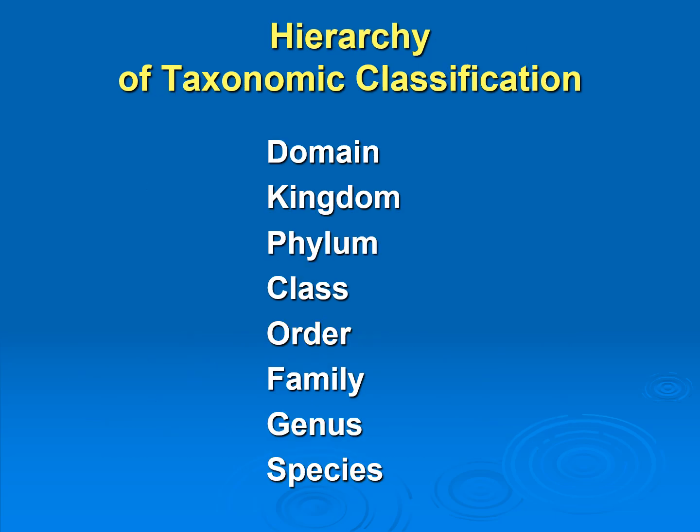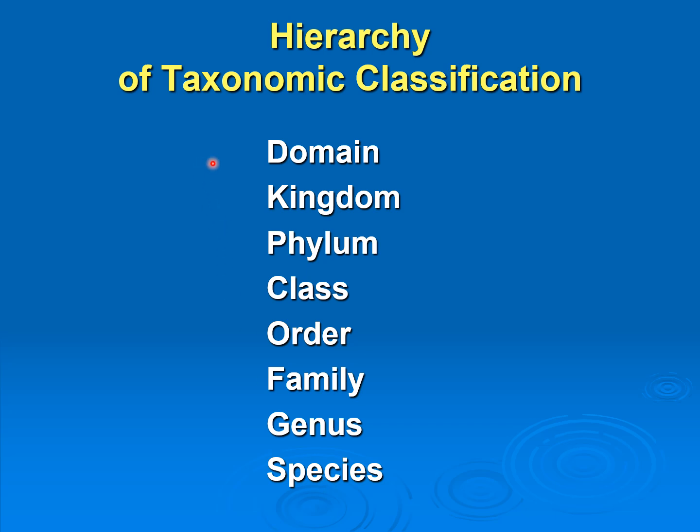So here's the hierarchy of taxonomic classification. If we start up here at the top, domain is the broadest category, so it's going to contain the largest number of species. Then as we go down to kingdom, we get a little bit more narrow. And as we go down even further, we get to species at the bottom here, and there's only going to be a single organism when we get down to species.